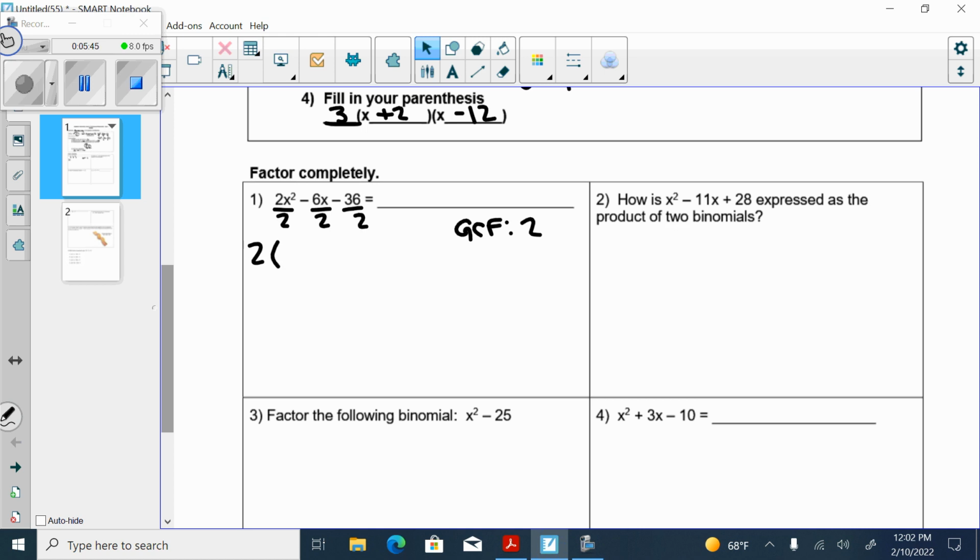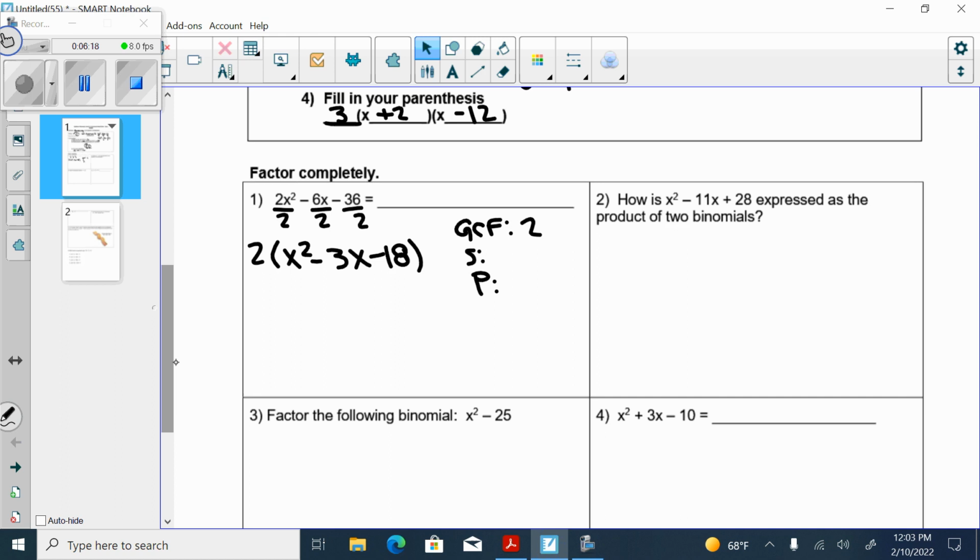If I divide 2x squared by 2, what's left? Good. If I divide negative 6x by 2, what's left? Good. And if I divide negative 36 by 2, we're left with negative what? Alright. So now we've fixed the equation. We need to identify the sum and the product.